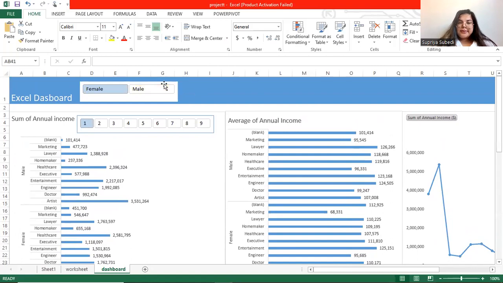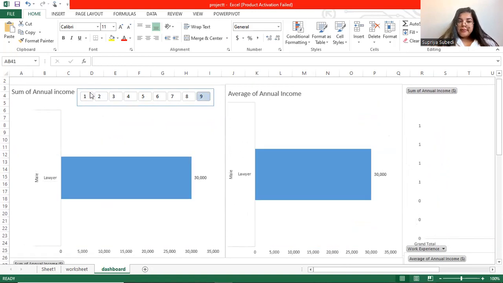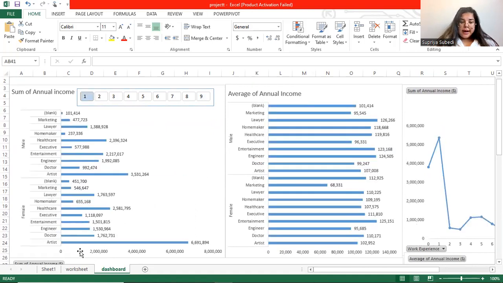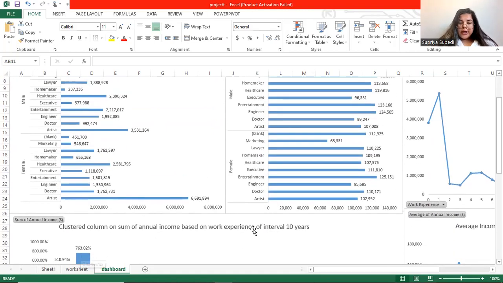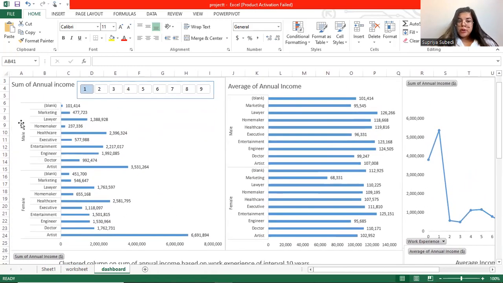So here you can see the male and female. This is all for the line chart and the cluster column chart. For the bars, this is the bar chart, as you can see here, 1 to 9, which is the family size, and in the bar chart, on the x-axis, you can see the sum of annual income, and on the y-axis you can see both genders, male and female, and the professional. Same goes for the average of annual income.